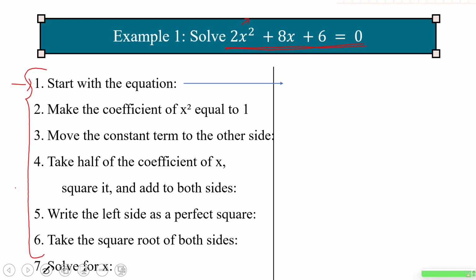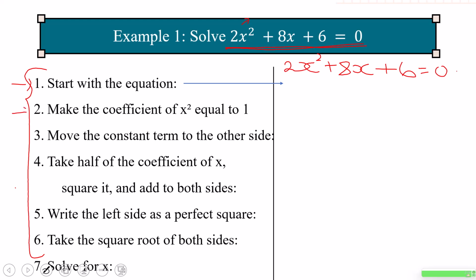Step 1 says start with the equation. So we shall rewrite our equation, which is 2x squared plus 8x plus 6, and this is equal to 0. So we have started with our equation.